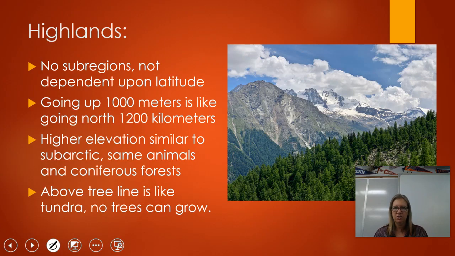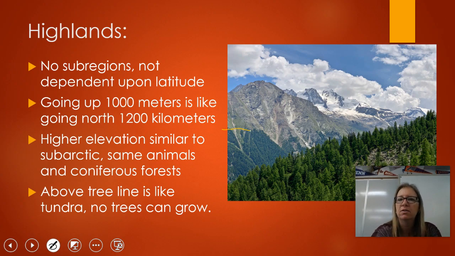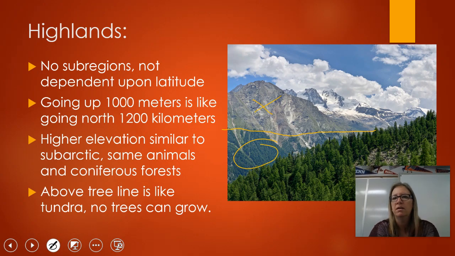The higher elevation is very similar to the subarctic. It's very cold. There's a lot of those coniferous forests. You got those evergreens there. Same types of animals can be found in both regions, you know, bears and hawks and things like that. And then if you go above the tree line, so if you look here, you can kind of see this distinct line that goes across there. Trees grow down there, but not above. That's known as the tree line.